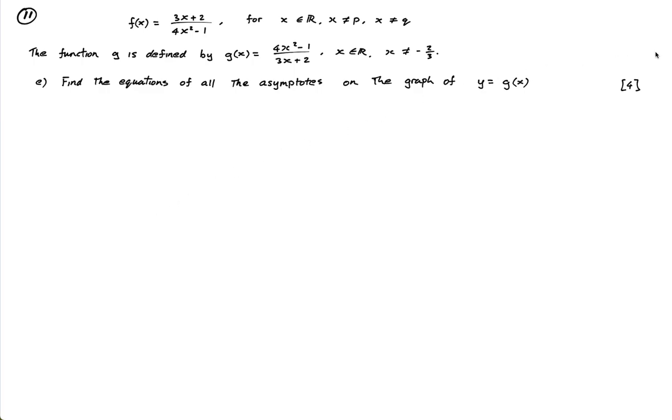Okay, so for part E, we have a new function g. G of x is 4x squared minus 1 over 3x plus 2. And it says, which is essentially the reciprocal of the other function, which was 3x plus 2 over 4x squared minus 1. So we just flip them around. Find the equations of all the asymptotes on the graph of y equals g of x.